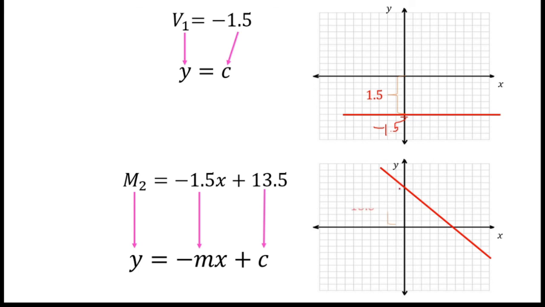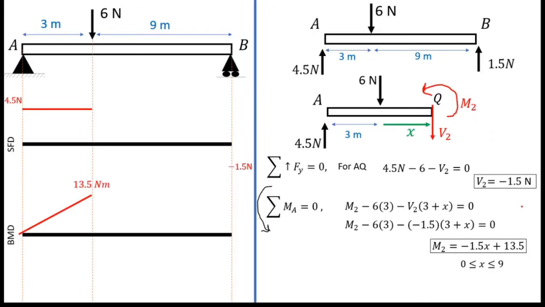So this height is 13.5, and the slope of this line is minus 1.5. You can see the angle. So now I know the shapes of the graphs, and I am going to draw them here. This is the shear force diagram for this CB part, and this value is minus 1.5, and then I have to draw the bending moment diagram for the CB part.